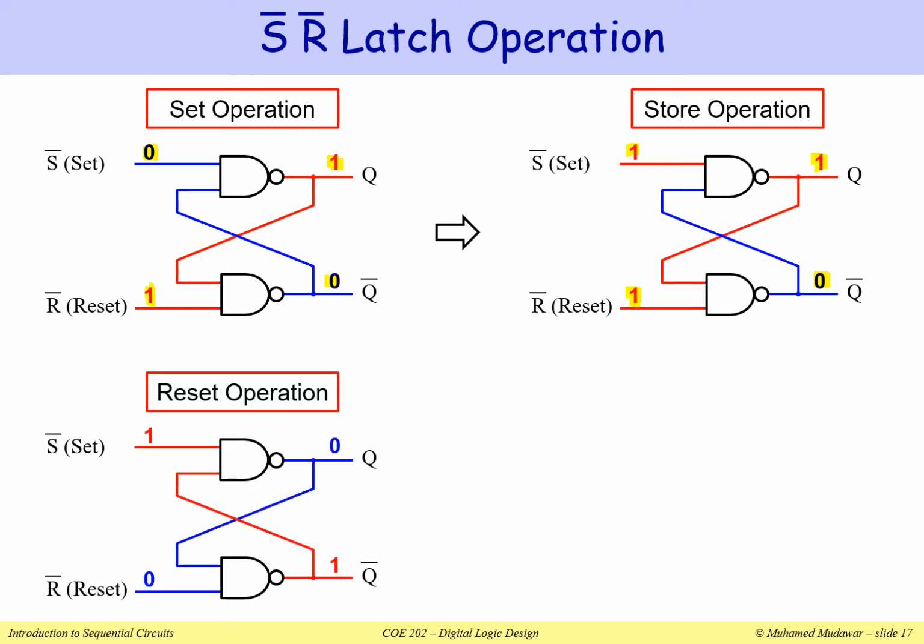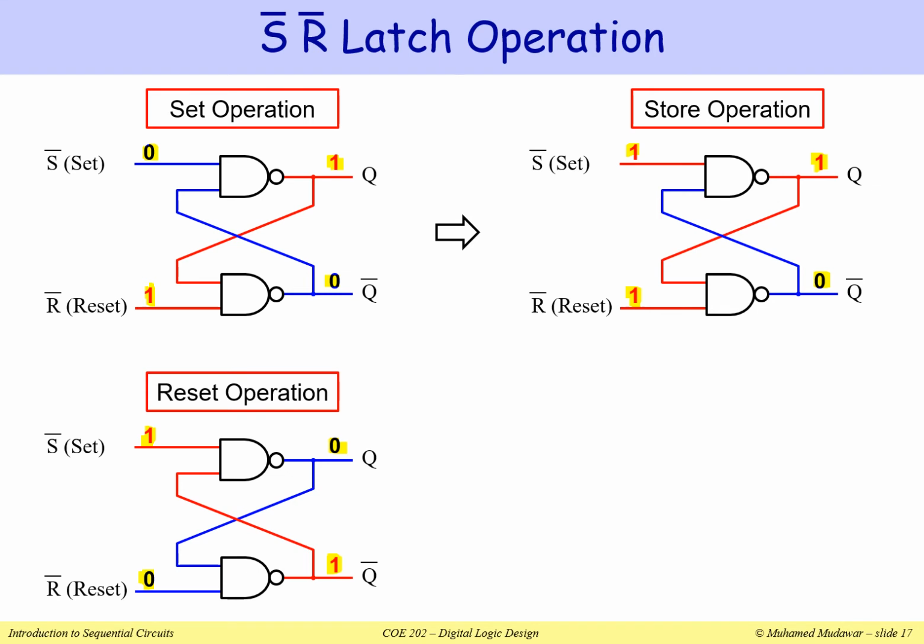If I would like to reset, I have to make my reset input equal to 0. So here R bar is equal to 0 and S bar is equal to 1. Because here we have NAND gates, when the input R bar is equal to 0, this will force Q bar to become 1. And because Q bar is equal to 1 and S bar is equal to 1, we get Q equal to 0. So here we have 0, 1. This is the output of the latch. This is my reset operation.